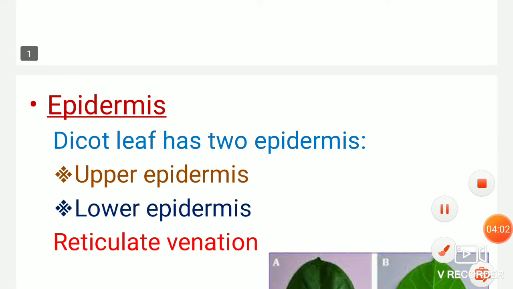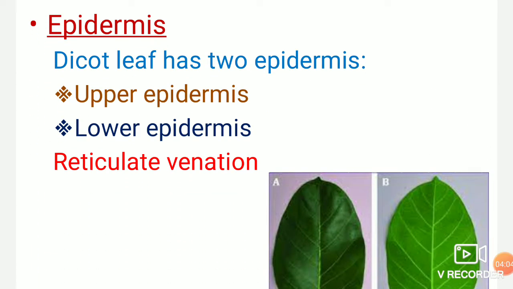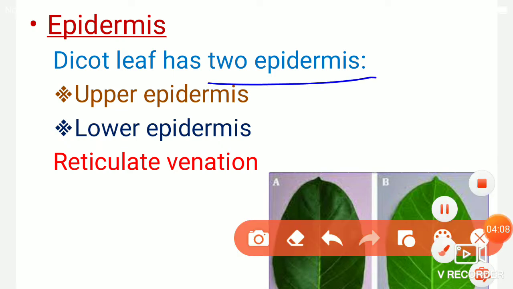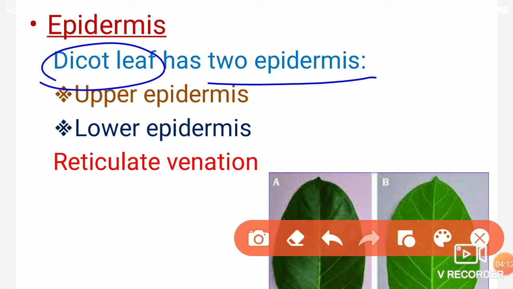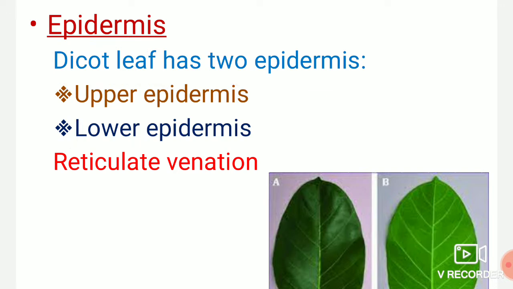The first one is epidermis. The epidermis is of two types. Two epidermis are present in the dicot leaf, that is the upper epidermis and the lower epidermis.